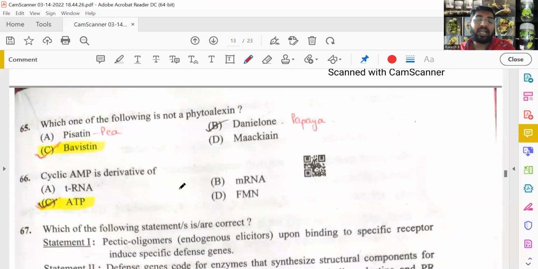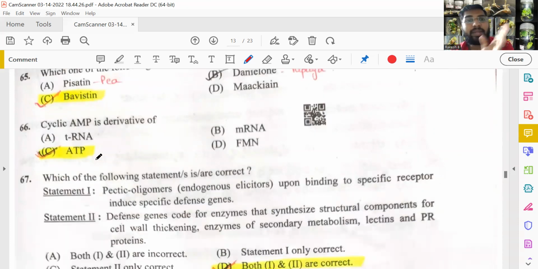It's a chemical fungicide. We use Bavistin even in our tissue culture laboratories. It has antifungal compounds. When I use Bavistin in my tissue culture MS media, fungal contamination will not be there. In one of my videos I mentioned the use of antibacterial and antifungal compounds. So Bavistin is not a phytoalexin. It's a chemical, a fungicide. So that is also very easy.